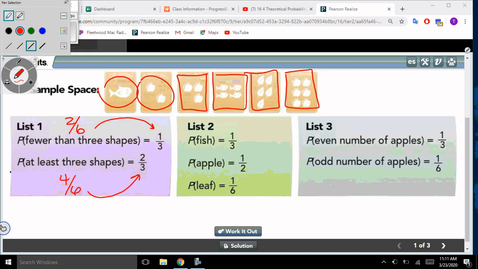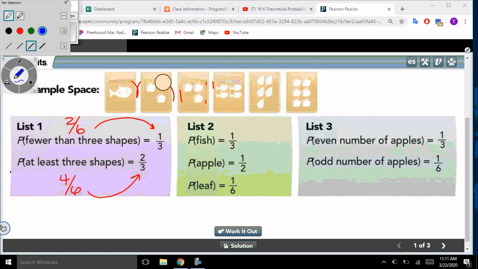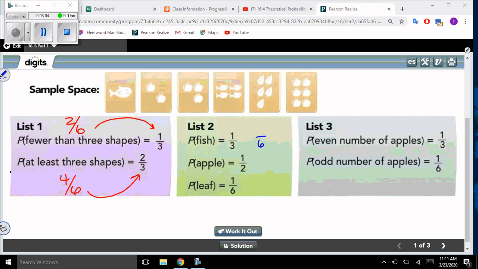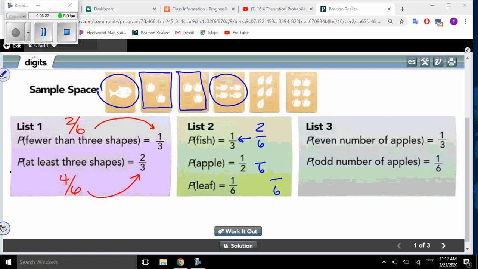Let's take a look at list 2. If I take a look at list 2, I'll erase these from up top, and we will now look at the fish, probability of fish. Once again, reminder, I have 6 cards here, so technically each of them would start with a denominator of 6. And so you can see probability of fish. I have a fish in this card, I have fish in this card, so that's going to be 2 out of 6, which simplifies to 1/3. Probability apple, apple would be 1 of them, 2 of them, actually 3 of them. So in this particular case, 3 out of 6 would simplify to 1/2.